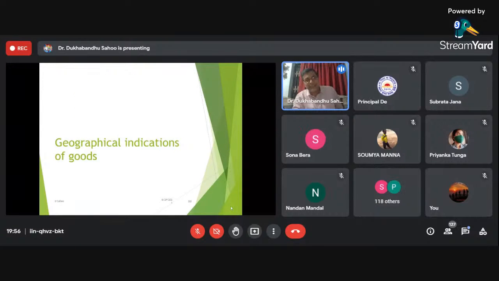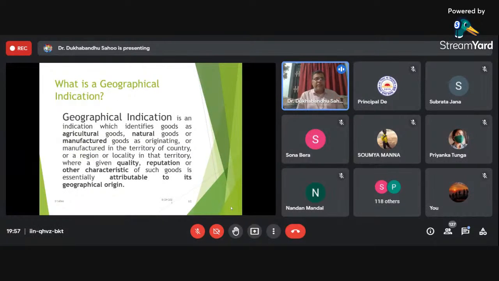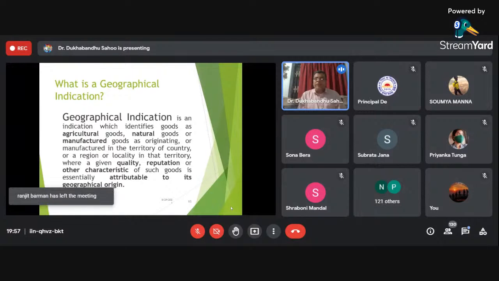That's not given. The next thing comes, GI, geographical indication of a good. From which geographical location it is supposedly generated. Okay. So, what is geographical indication? It is an indication which identifies goods as agricultural goods, natural goods, or manufactured goods as originating or manufactured in the territory of a country or a region or locality in that territory where a given quality, reputation, or other characteristics of such goods is essentially attributable to its geographical origin. Anyways, this is for you, parents sitting in West Bengal or sitting anywhere in the world, because it's virtual.